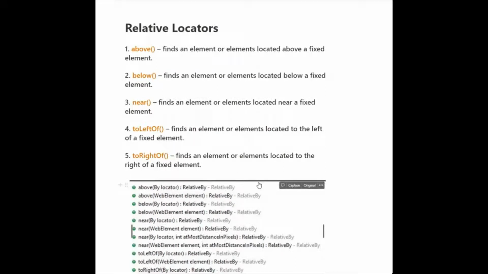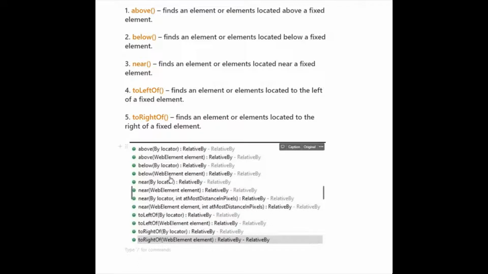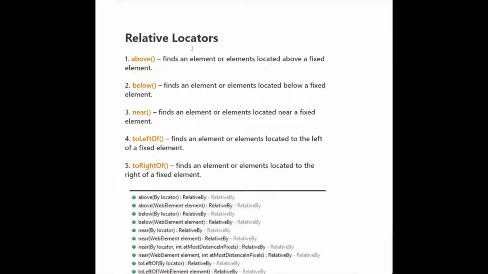Here we have some methods by which you can locate your element using the reference of a stable element. We have above method, below method, near method, toLeftOf, toRightOf. This is how it will look when you use it as a suggestion. These are suggestions, so I think running it via Selenium will make more sense.